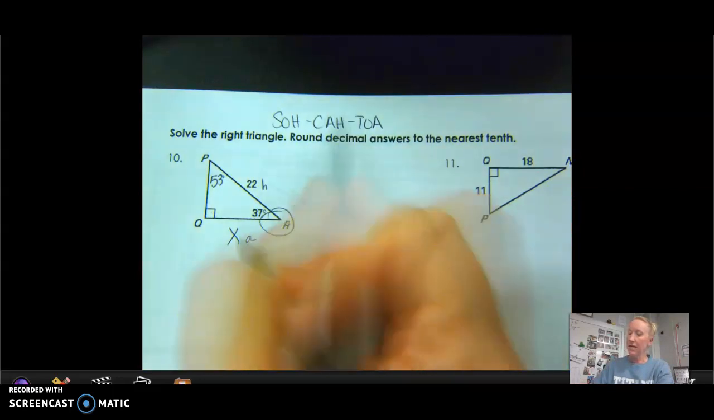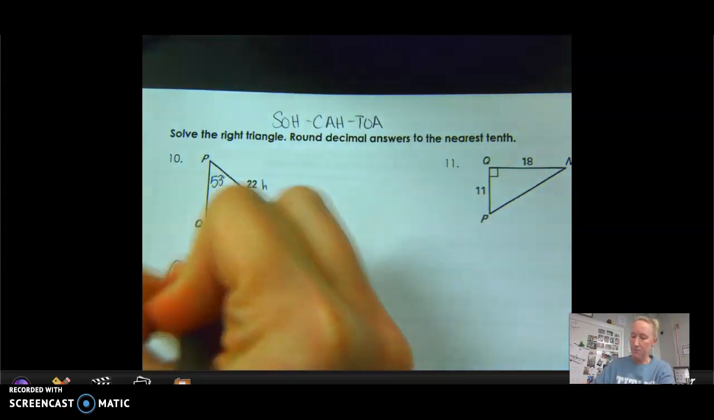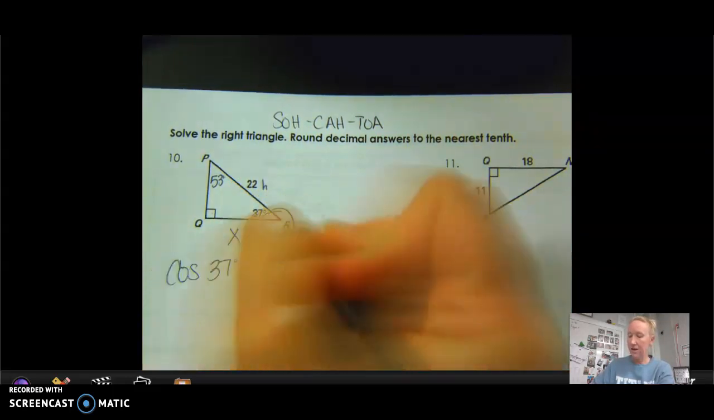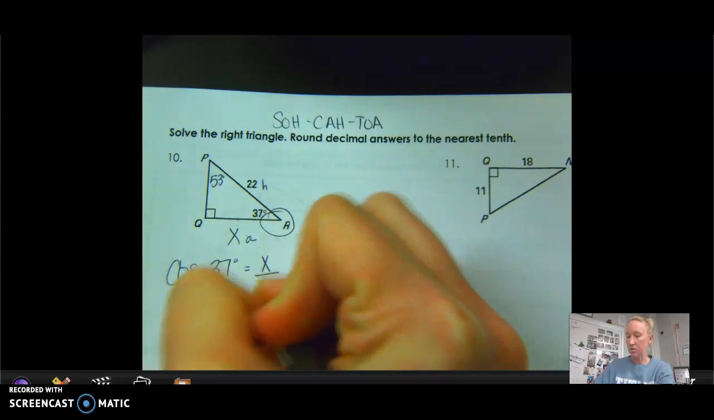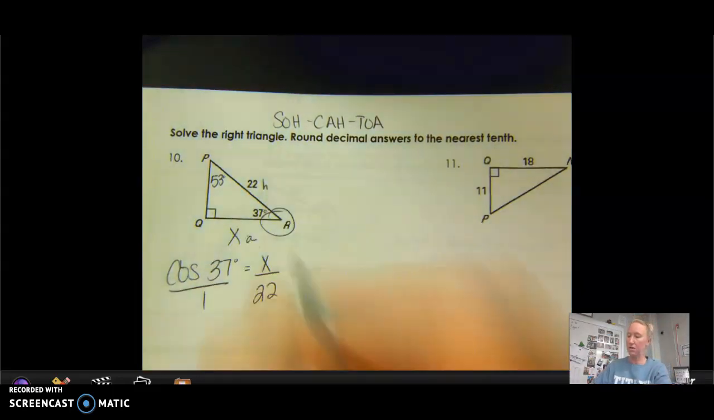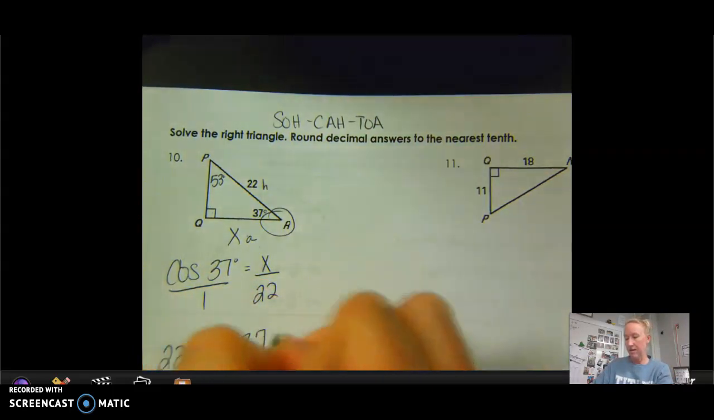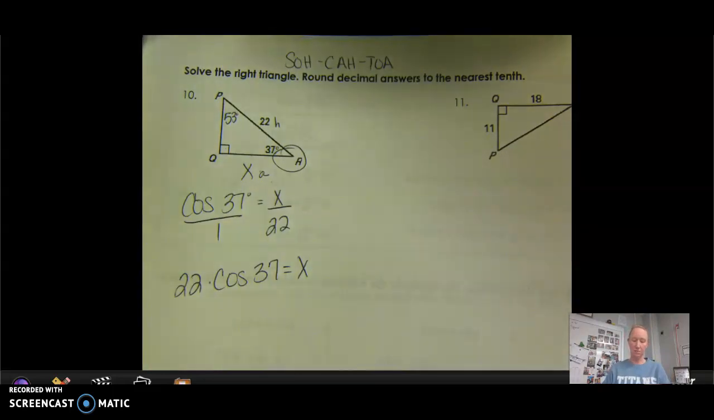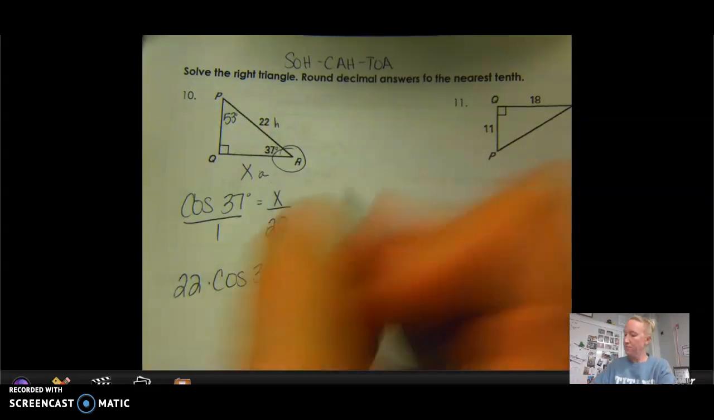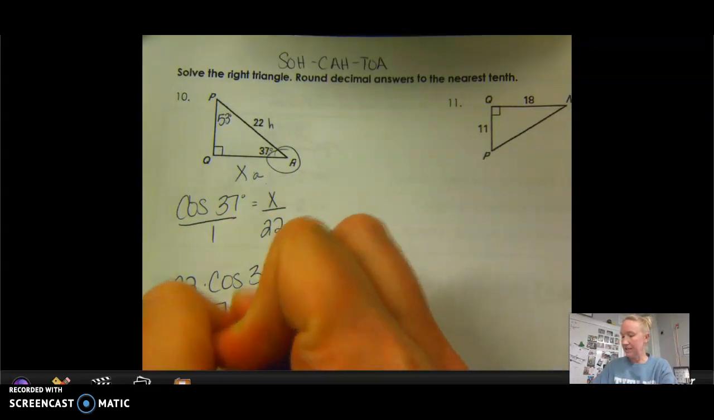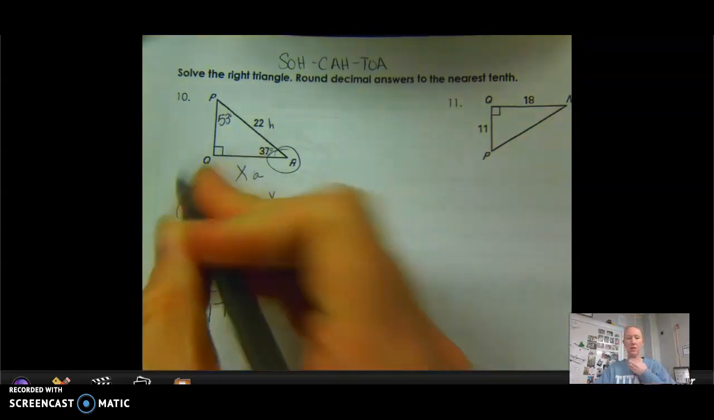So I'm going to use A and H, so that's cosine. Cosine of 37 degrees is equal to A, which is x, over H, which is 22. Remember, I put that over 1 to make a proportion, and I cross multiply. 22 times the cosine of 37 equals x. X is by itself, so that's all I have to put into the calculator. 22 times the cosine of 37. I get x equals 17.6 to the nearest tenth. So Q to R is 17.6.